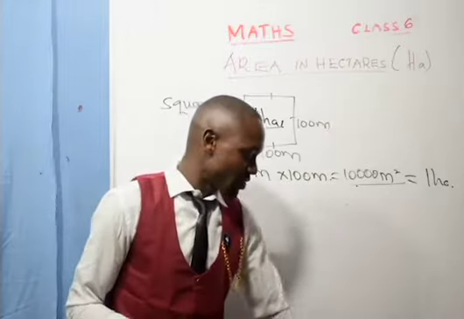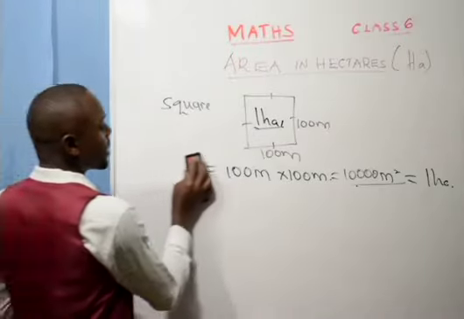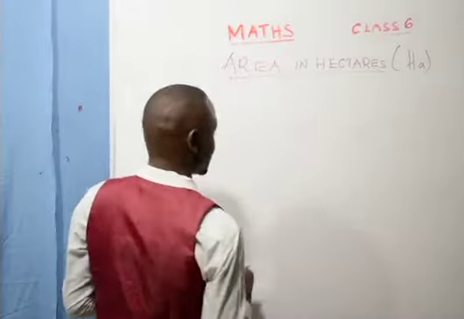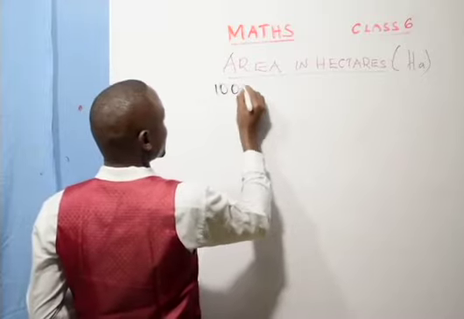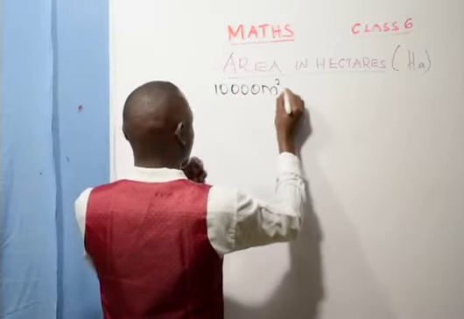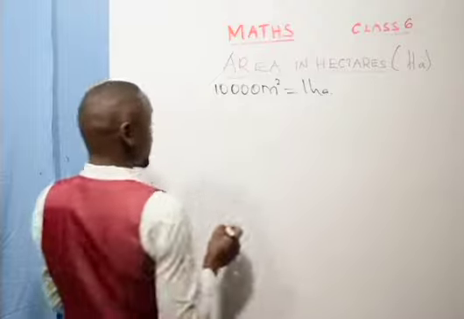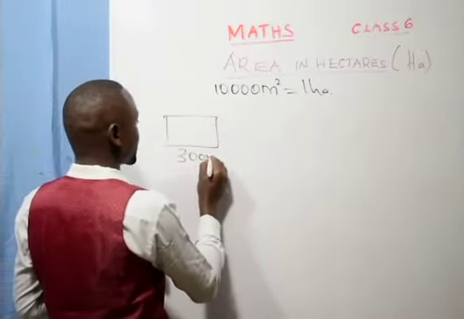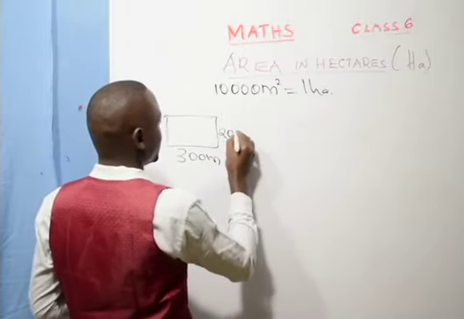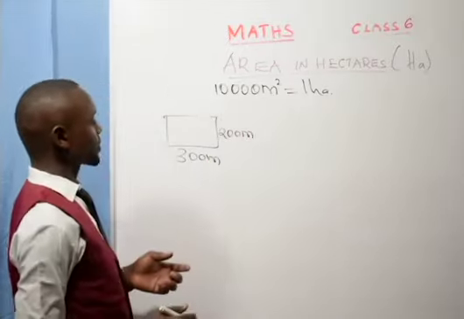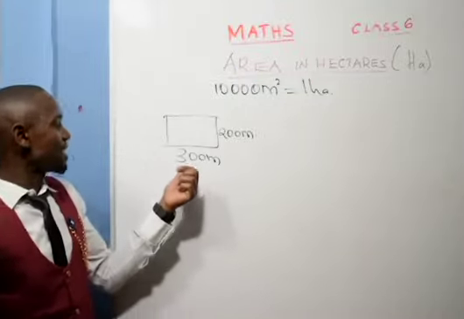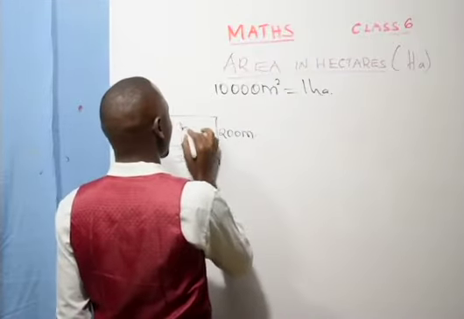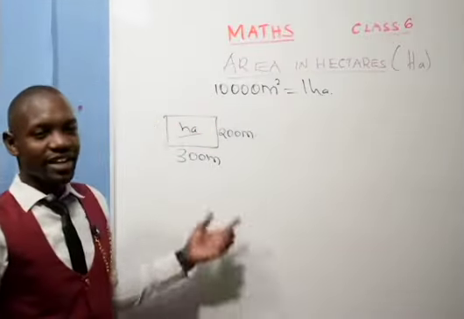Then you are told a rectangular plot of land measures 300 meters by 200 meters. Calculate its area in hectares.